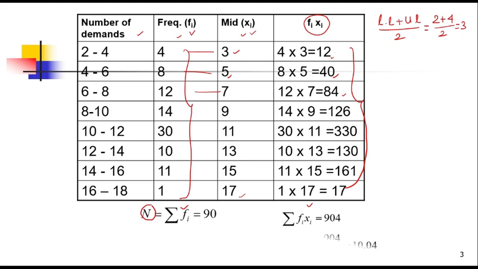Okay. Now the next formula for mean is x bar equal to summation Fi(xi) by n. N is summation Fi, so you may write summation Fi(xi) by summation Fi also. That is also a correct formula for the mean. Now we replace the values. Here we write 904, because 904 is coming from summation Fi(xi), and n is coming from summation Fi. When you replace this, we get 10.04. So this is the average of the number of rooms that are demanded in the hotel.